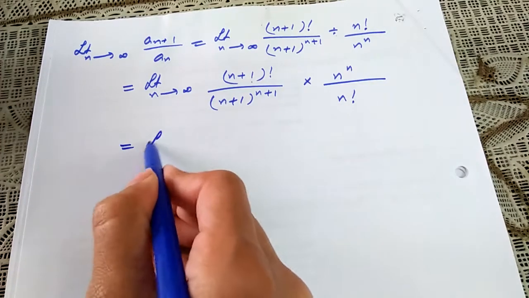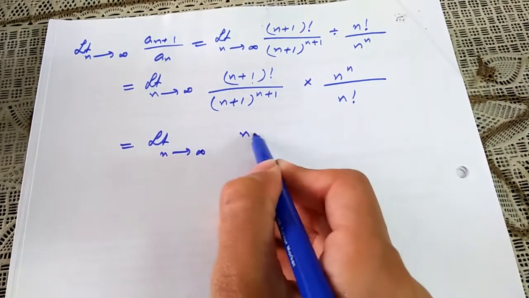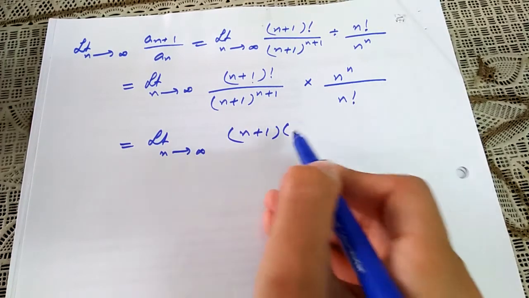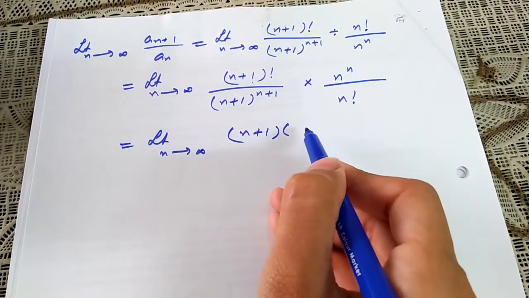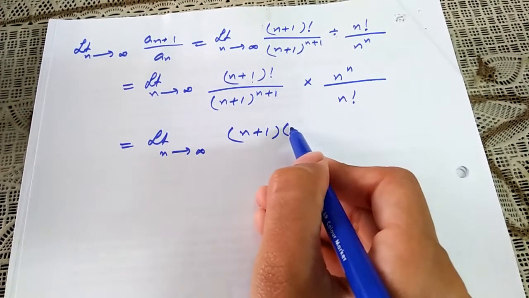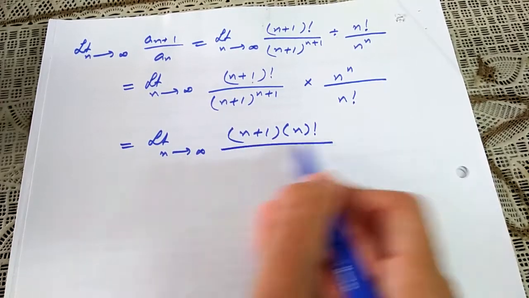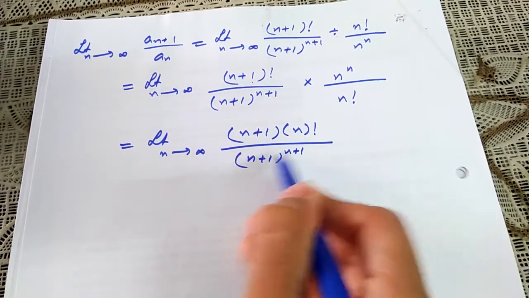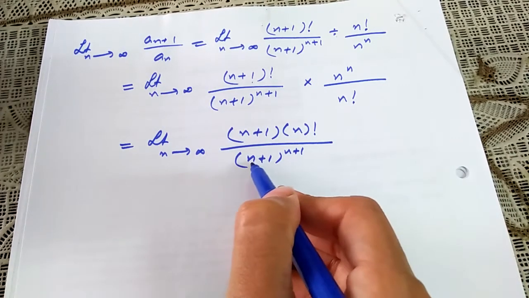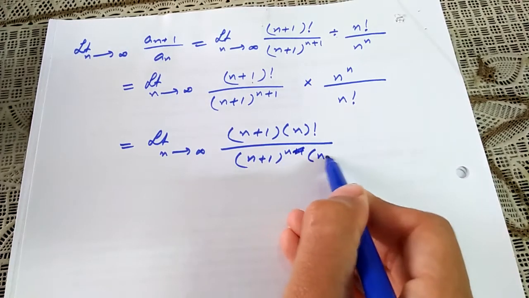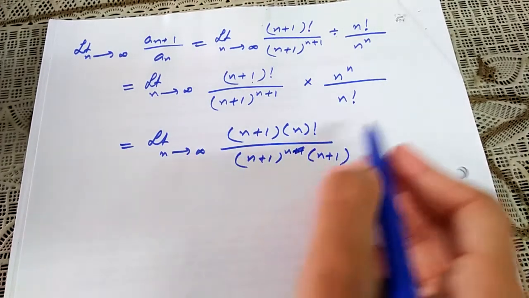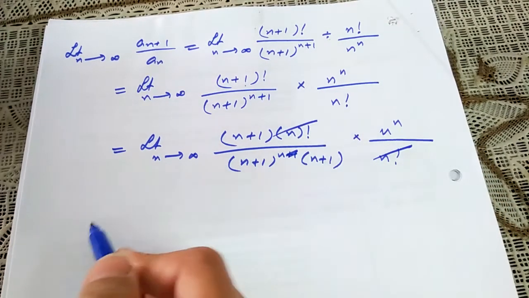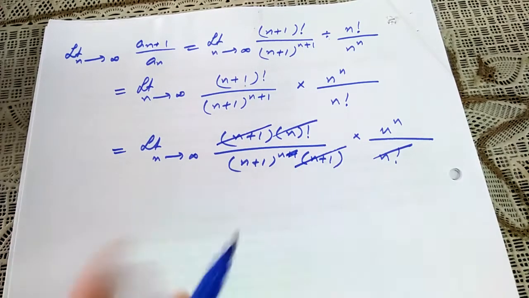You will get limit n approaches to infinity, n plus 1 into n plus 1 minus 1. You are moving on the right side, you are opening this factorial, so you need to subtract 1. So you will get n factorial divided by n plus 1 into, you can also open this term. Let's just open this term. You can open it like n plus 1 raised to power n into n plus 1. And here you will get n raised to power n over n factorial. This n factorial can be cancelled out. This n plus 1 will be cancelled with this n plus 1.